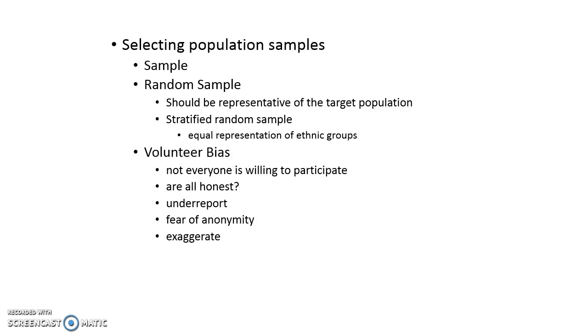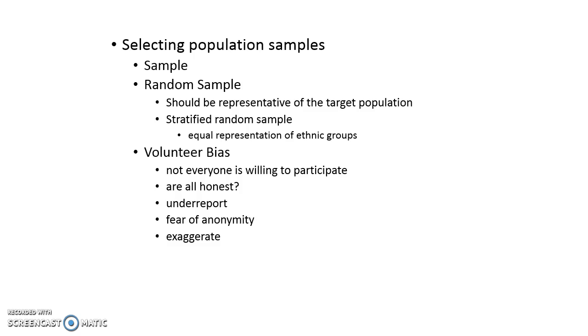We need to select our population sample. The best way to do this is to randomly determine your sample, and it should be representative of the target population. So earlier in my question, we wanted to know how many Garden City Community College students are abstaining. That would be the target population of Garden City Community College students.